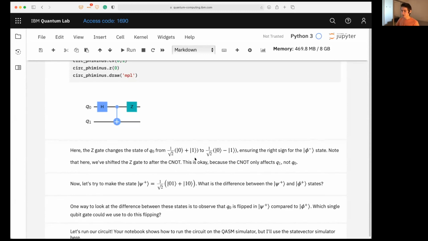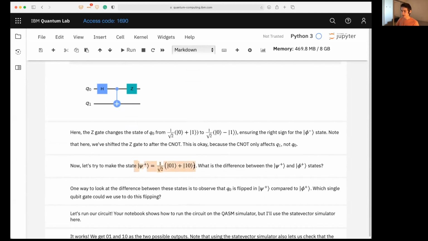In this case, let's remind ourselves that psi plus equals this. What is the difference between this and phi plus? Is there any gate that would perhaps introduce this difference for us? Have a think about that. Remember, phi plus is 1 over root 2 ket 0, 0 plus ket 1, 1. And we want to somehow turn that into this. What single qubit gate would do that for us?